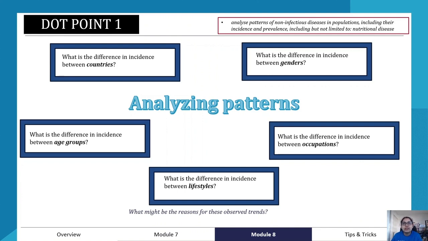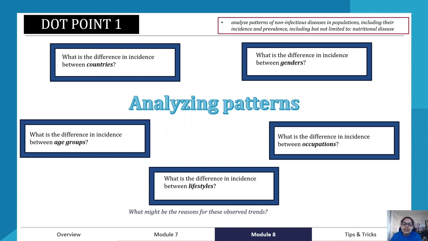tradespeople who are working out in the open all day long, for example construction workers, would have a higher exposure to sun, which can lead to higher susceptibility to things like skin cancer, in comparison to someone who works in a corporate job where they're inside an office all day. So again, there's a difference in incidence between occupations. What is the difference in incidence between lifestyles, and between age groups? Are some age groups more susceptible than others?